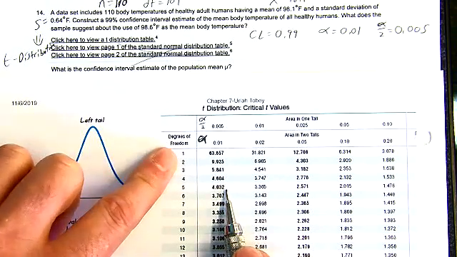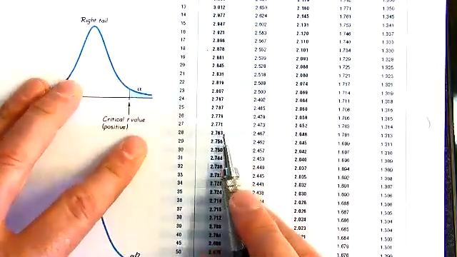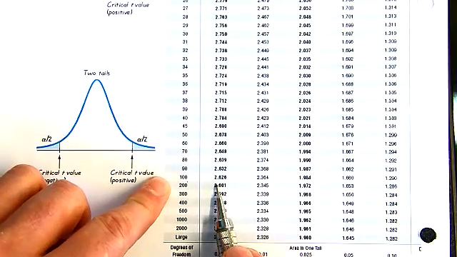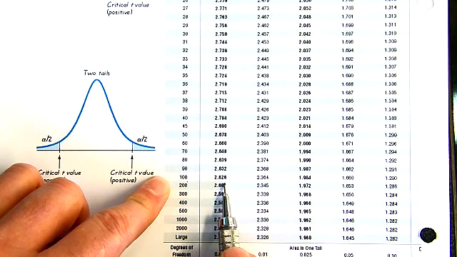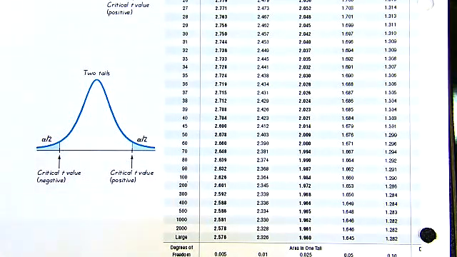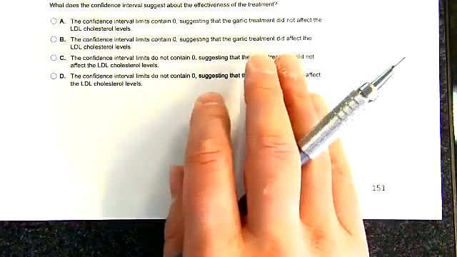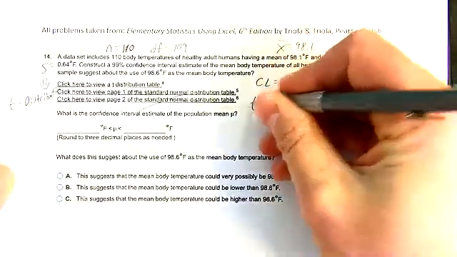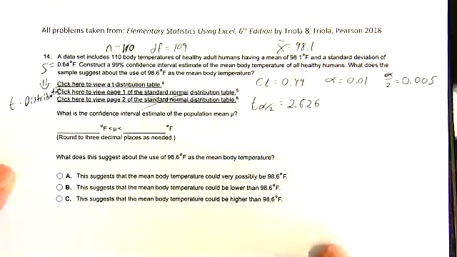So now we just need to go to a degrees of freedom of 109. So we're going down the first column, and just like the previous problem, there is no 109. So the closest one would be 100. If you look real carefully, it's 2.626. So our t alpha over 2 is 2.626. Okay.